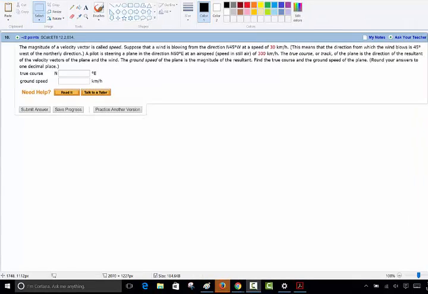Okay, so since this one doesn't have a watch it button, I thought I'd make a video for this problem because it's a little bit tricky. It starts out saying the magnitude of a velocity vector is called speed. Suppose that a wind is blowing from the direction north 45 degrees west at a speed of 30 kilometers per hour. So it says this means that the direction from which the wind blows is 45 degrees west of the northerly direction. So say I just put in a kind of coordinate system here.